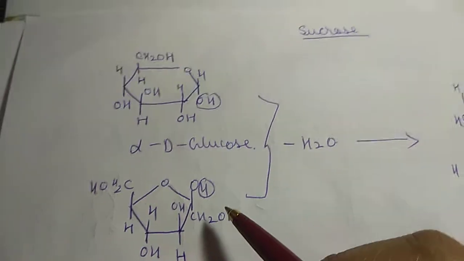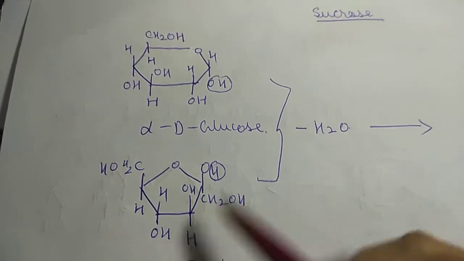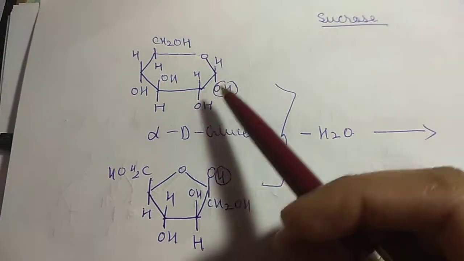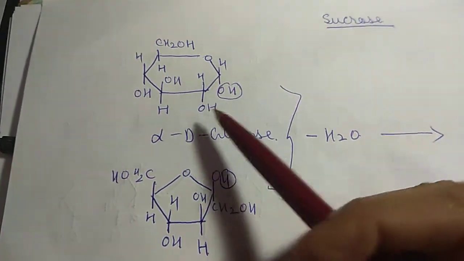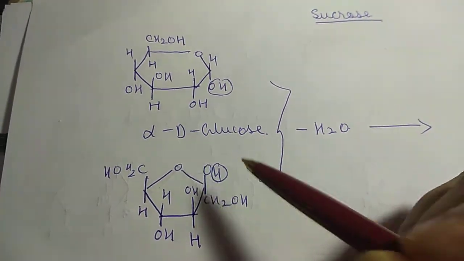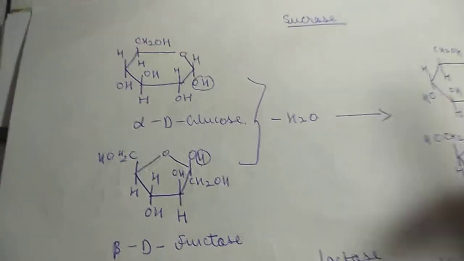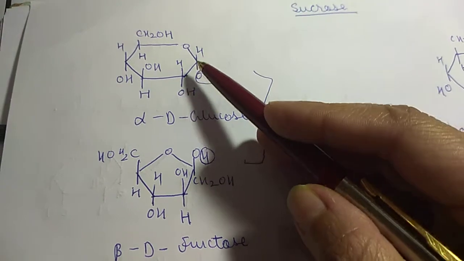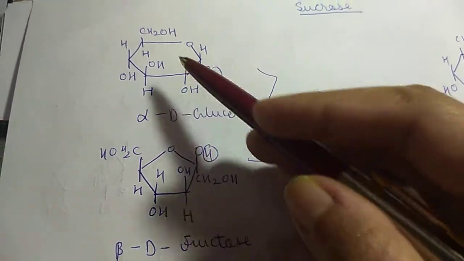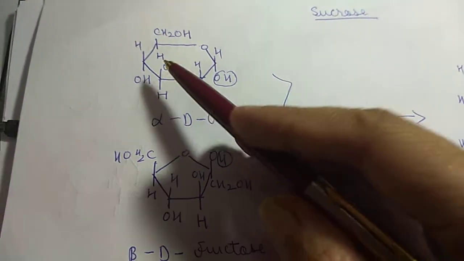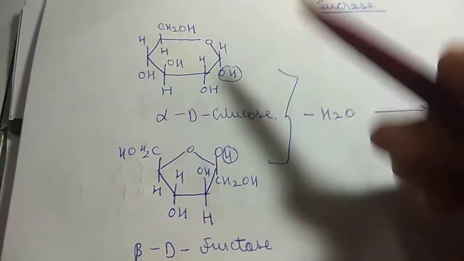There was some mistake in the structure of the sucrose, so kindly rectify it. You can note this is the right structure of alpha D glucose and beta D fructose. OH, H at carbon number 1. This is at carbon number 2, OH, H at carbon number 3, 4 and 5.